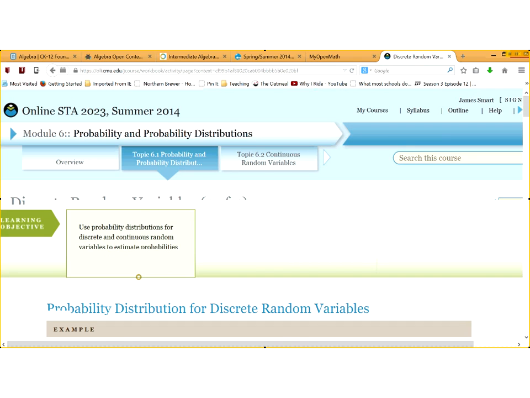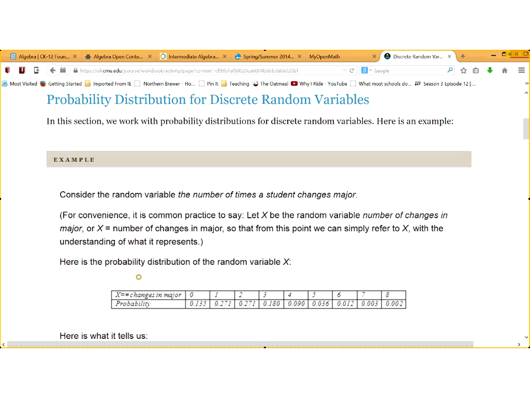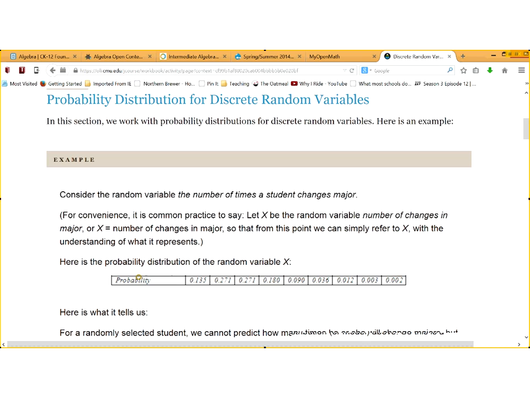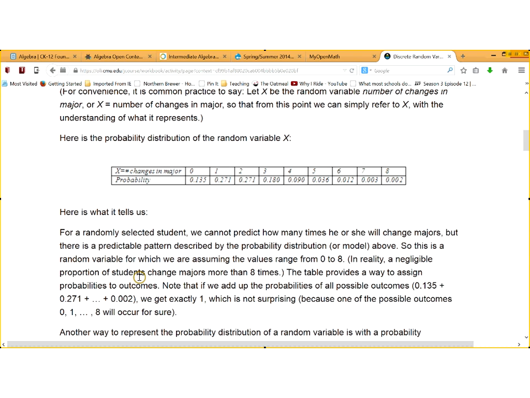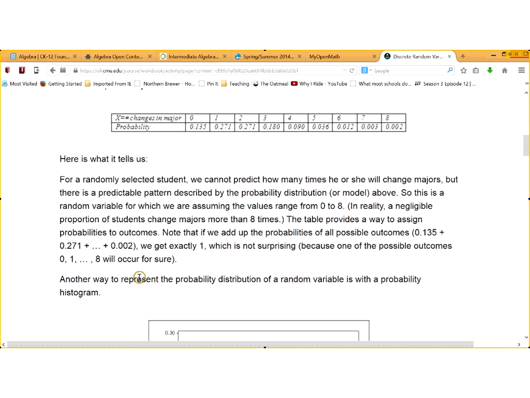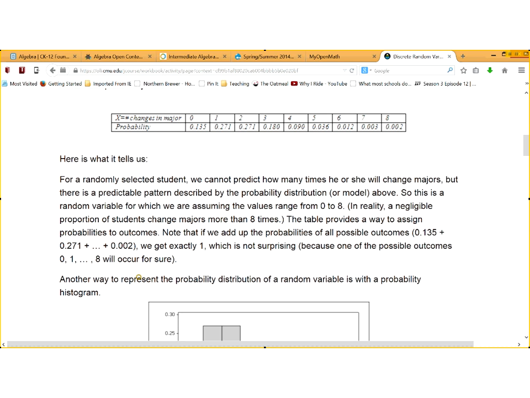All right. So now basically it's very similar to what we were doing, but now we're going to use a variable X for whatever it is we're measuring. So here we're going to say X is the changes in major. And then underneath each of those values of X, 0 up to 8, there aren't very many people who change majors 8 times, but they are there, is its probability. So those are all the possibilities and the probabilities of each one.